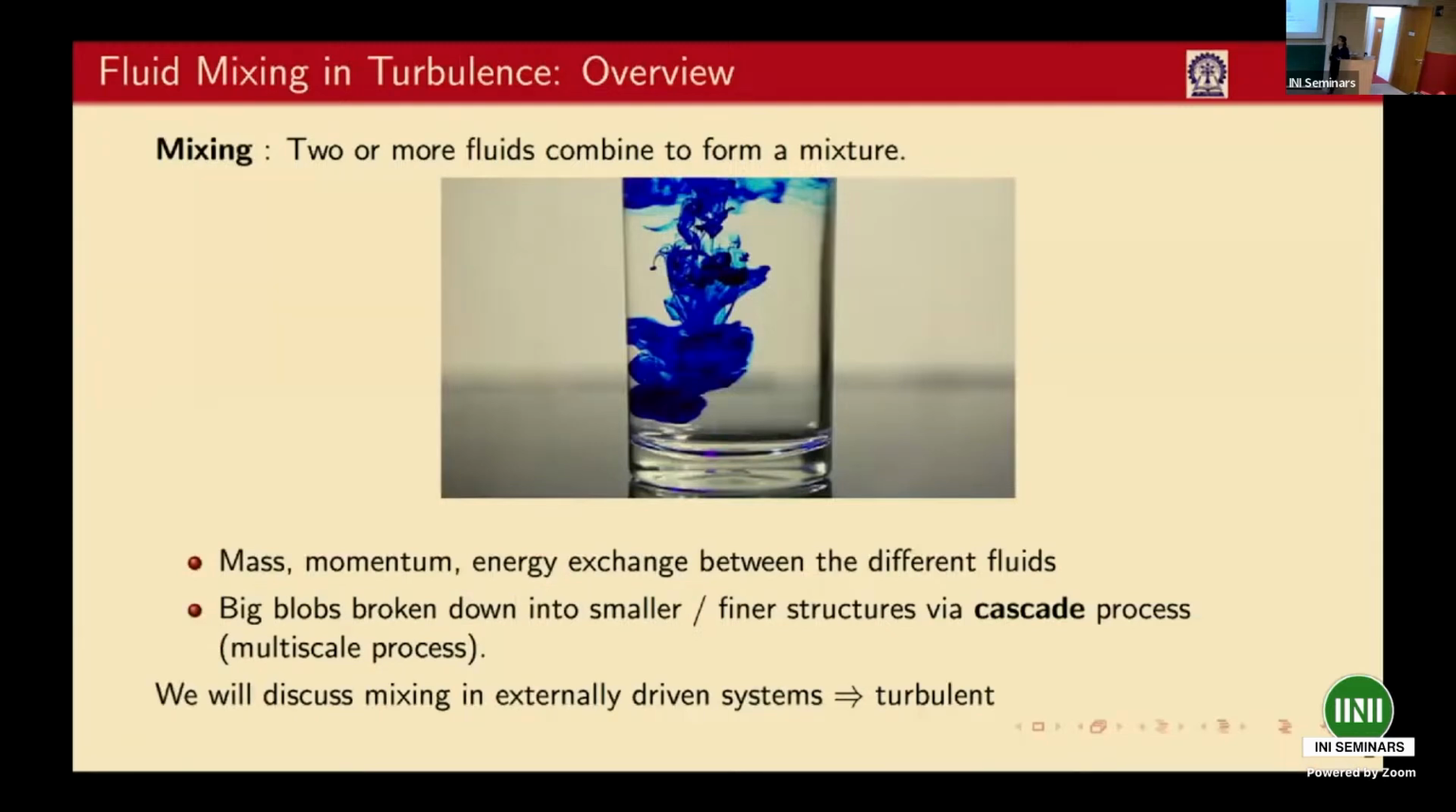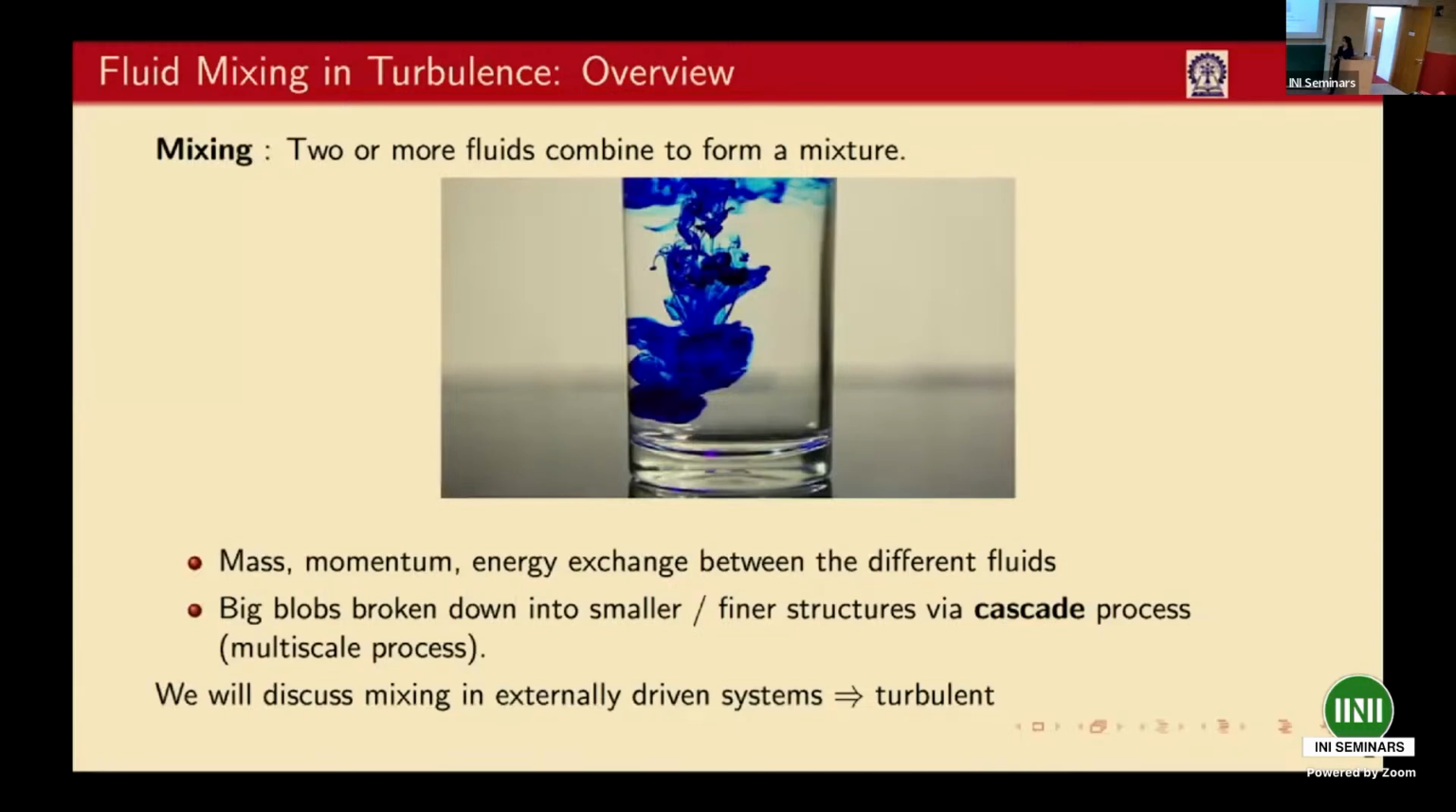And the most interesting thing is, suppose a blob of ink, as in the picture, mixes in a glass of water, the large scales break down into smaller scales via intermediate length scales. That is what is known as a cascade process. The cascade is a multi-scale process, and that's what makes the study of mixing quite interesting.